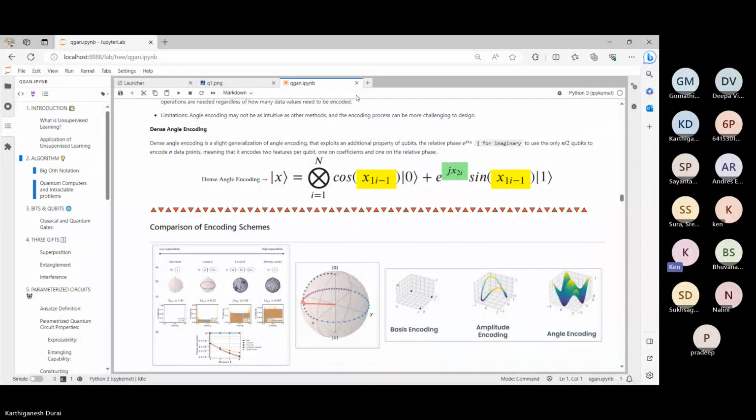So we could see the comparison here. We could see basis encoding, amplitude encoding, and angle encoding, and how they use the Hilbert space much more efficiently. Okay, so let's move on now.